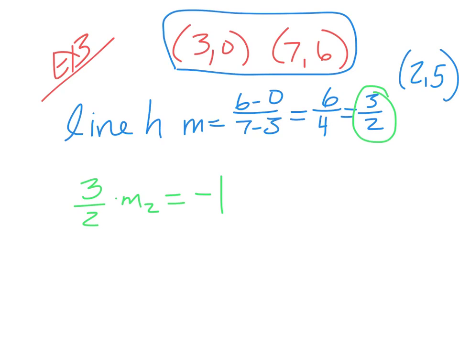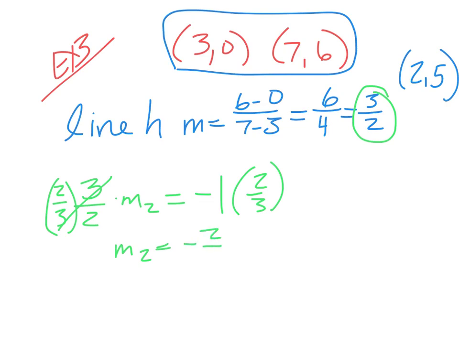So now I can just solve for M2, which is the slope of the second line. How would I move this 3/2 over to the other side? Multiply the reciprocal. So I'm going to say 2/3 times 2/3. So that cancels. -1 times +2/3 would just give you -2/3. So this is my new slope. So now they want me to graph it.